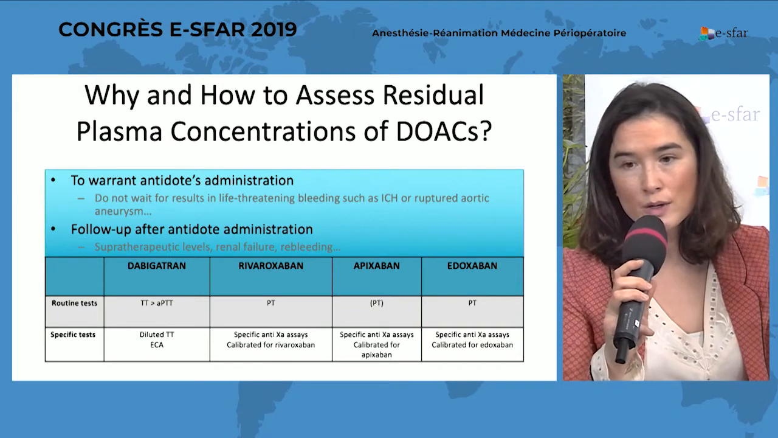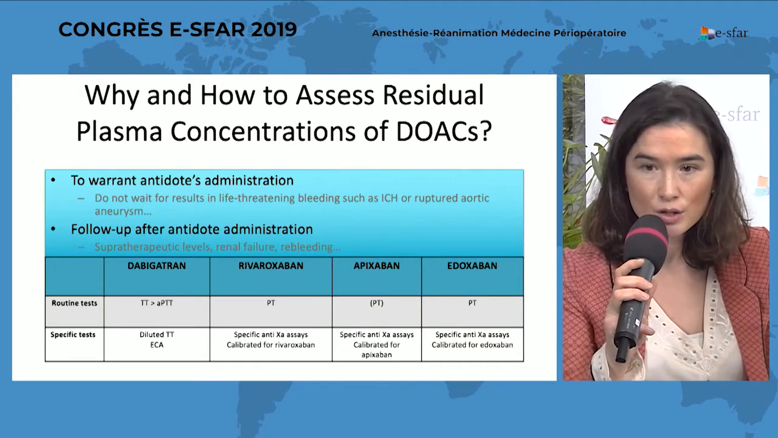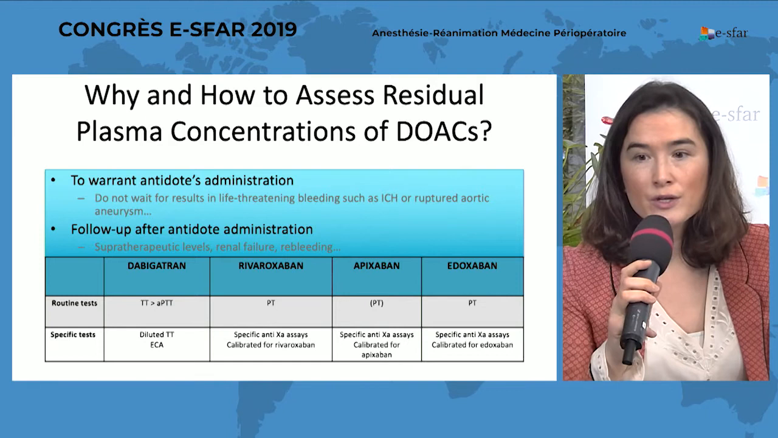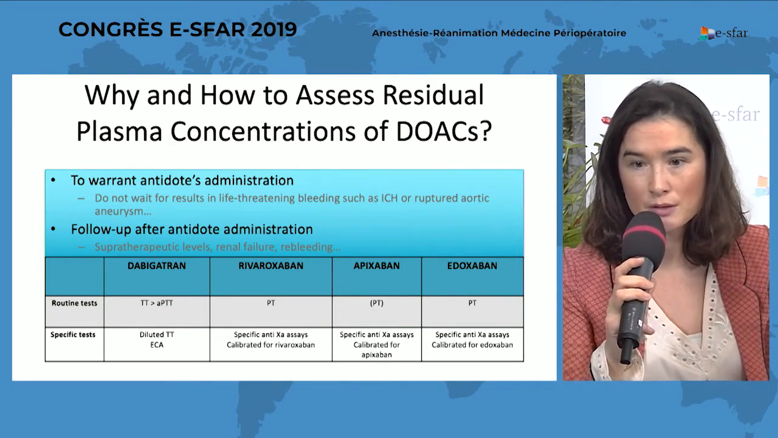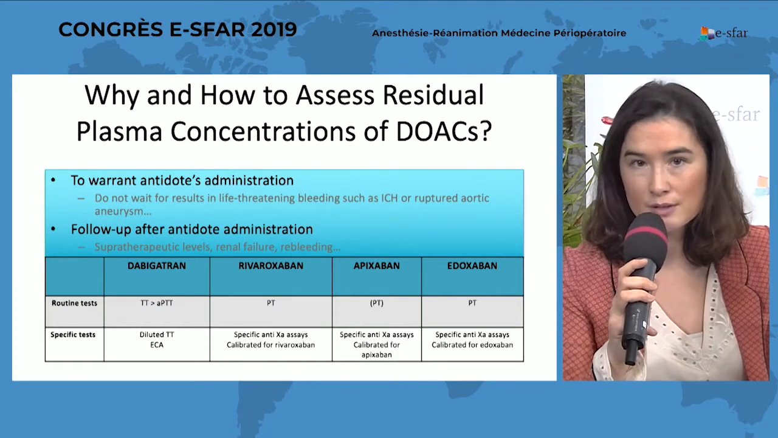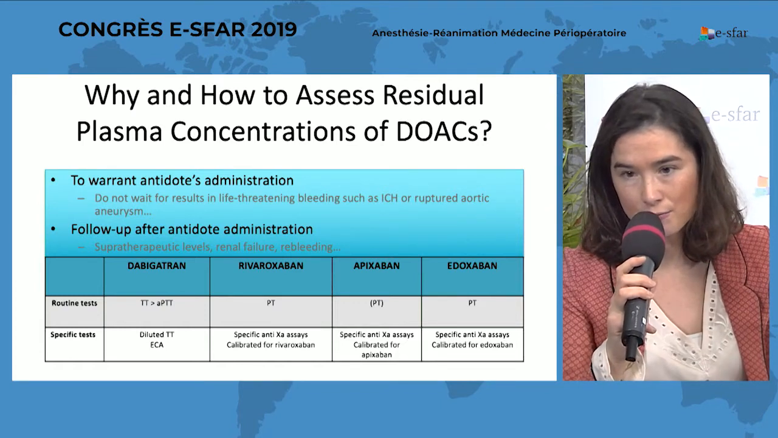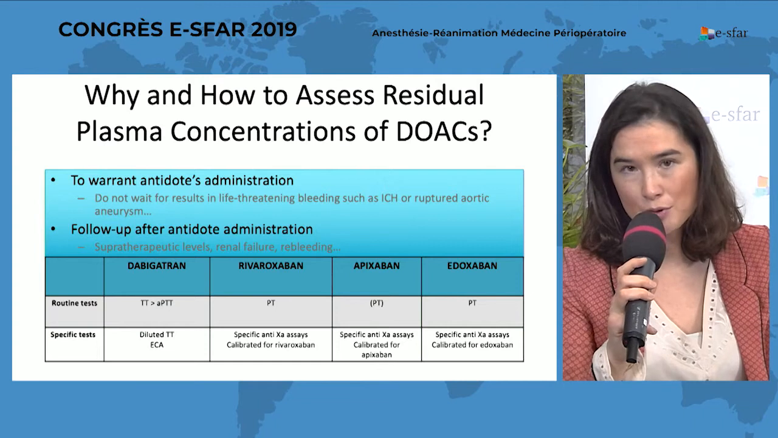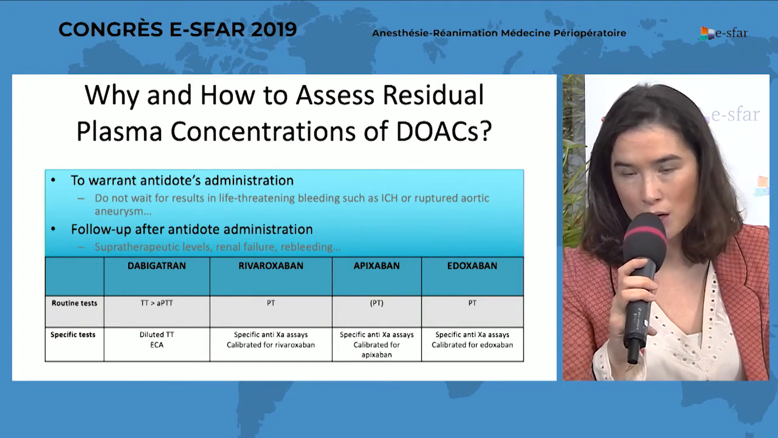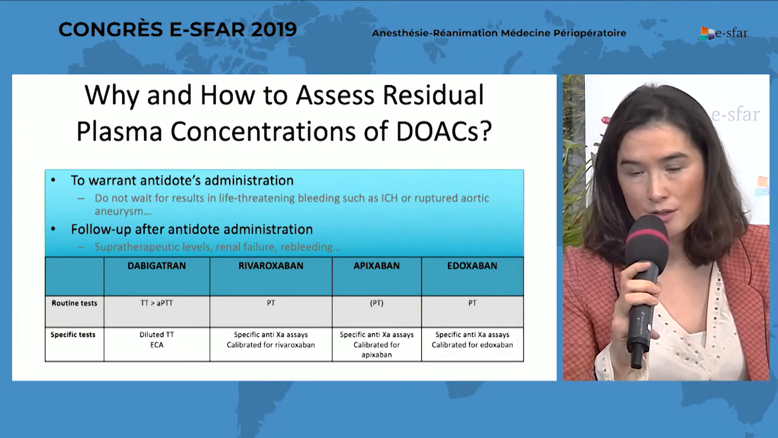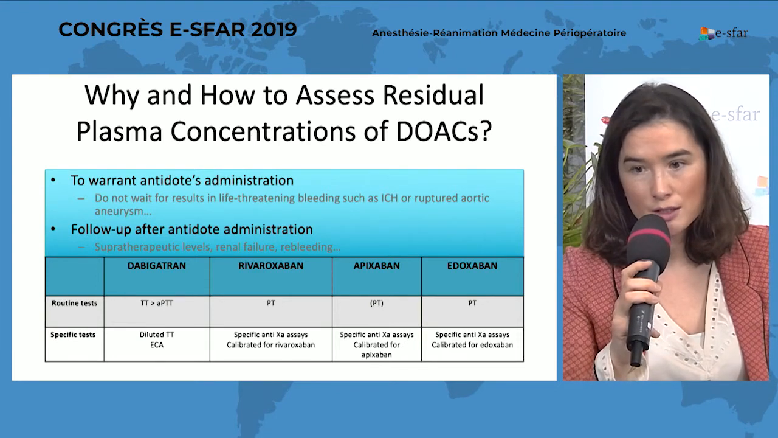First, of course, is to guide antidote administration. So, of course, do not wait for results in life-threatening bleeding such as intracranial hemorrhage or ruptured aortic aneurysm. You don't have time for it. But having it before antidote administration helps you to treat the patient afterwards and to know where you're going. Because the second important point is the follow-up after antidote administration.